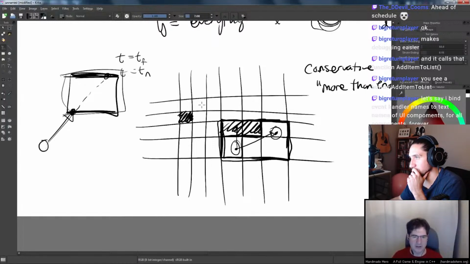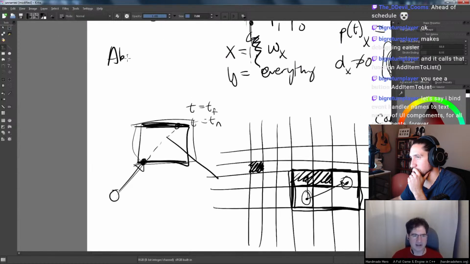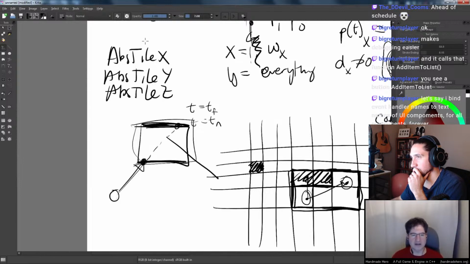Basically, you could just think of the tiles as a giant 4 billion by 4 billion array, right? So we've got abs tile X and abs tile Y for a person's location, and abs tile Z. Just think of these as a giant 4 billion by 4 billion by 4 billion world, okay? So it's a giant cube made up of tiny cubes.